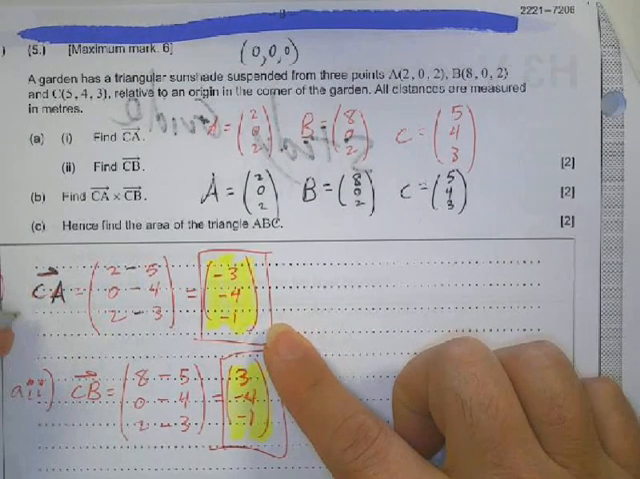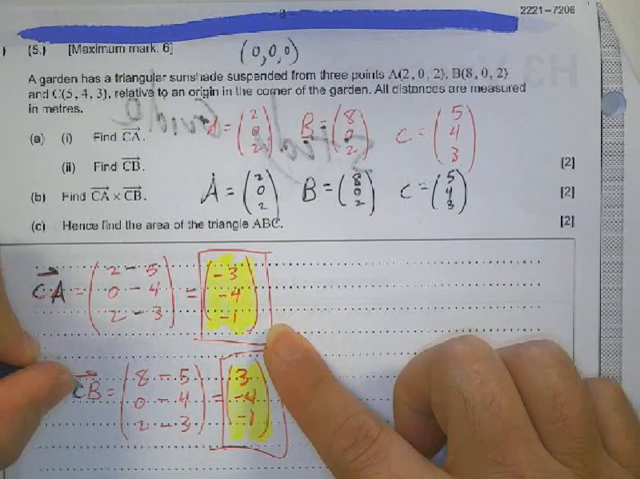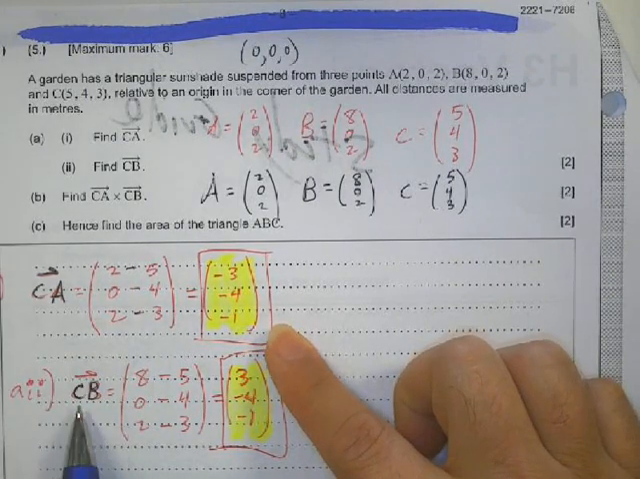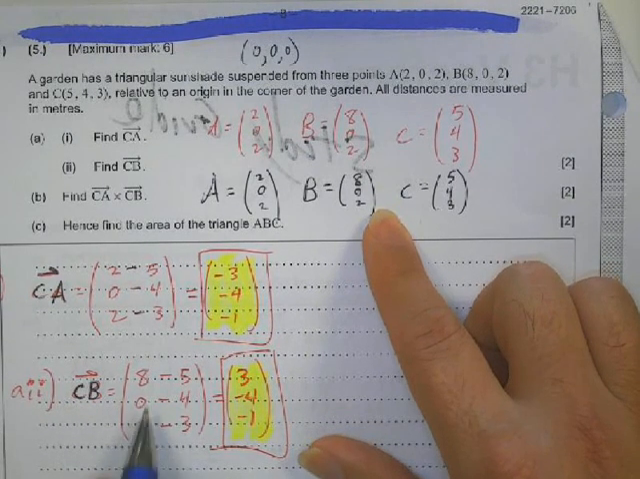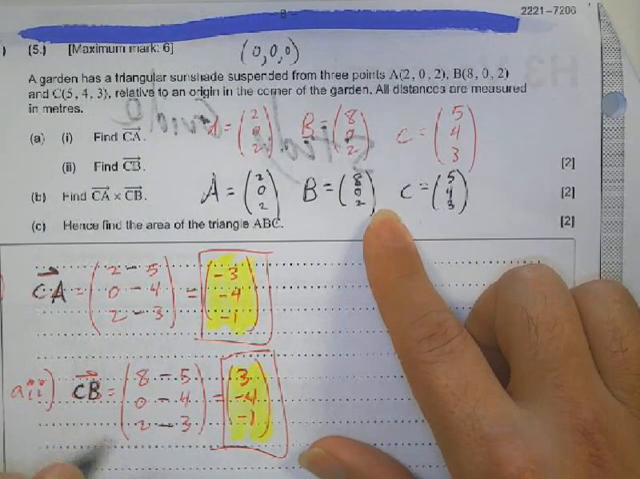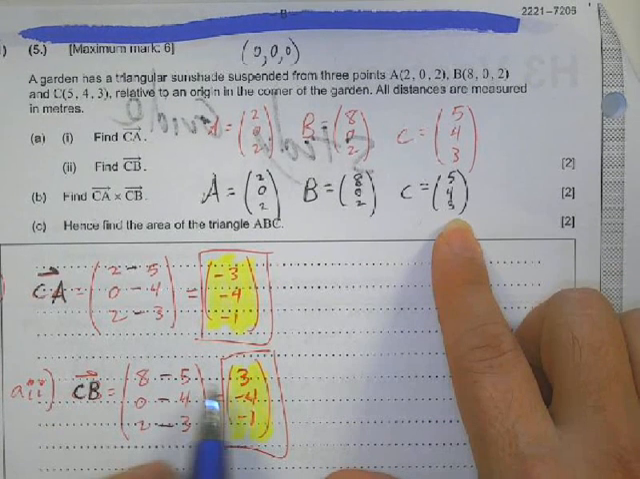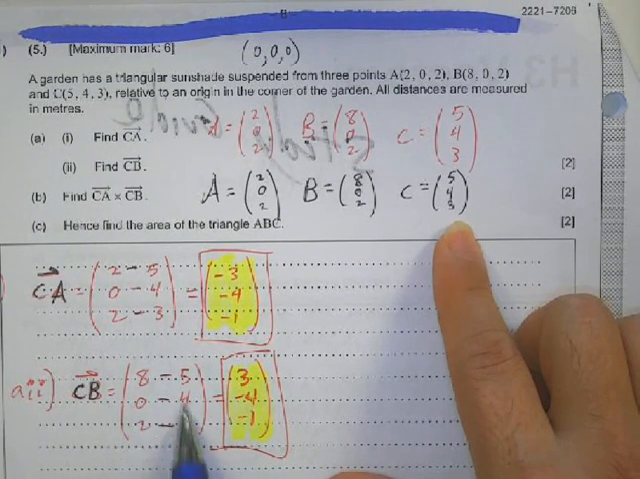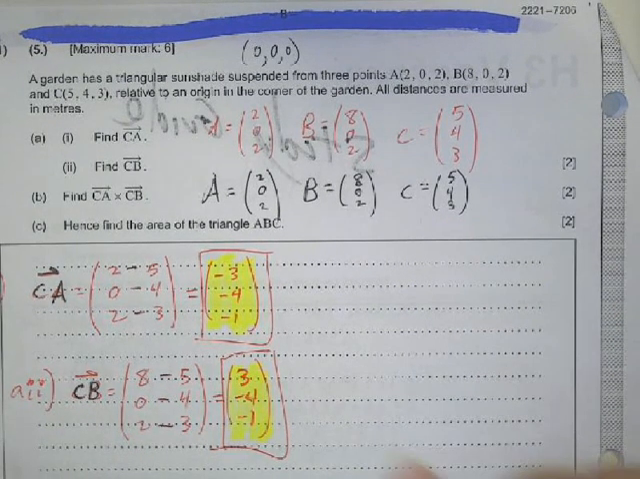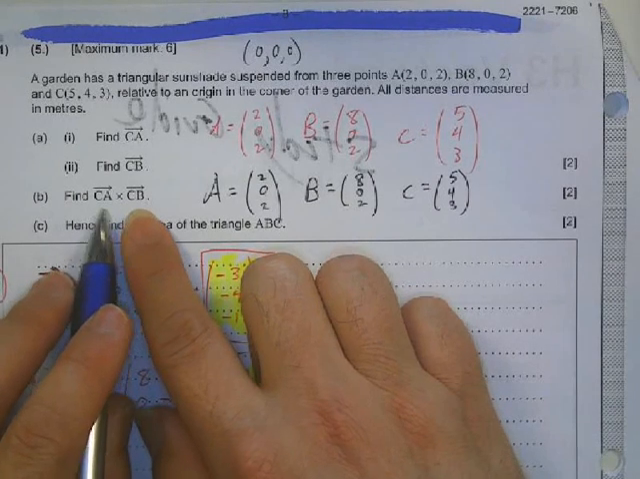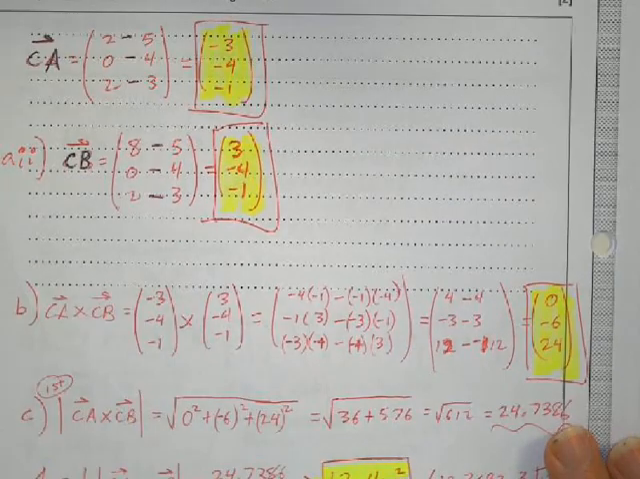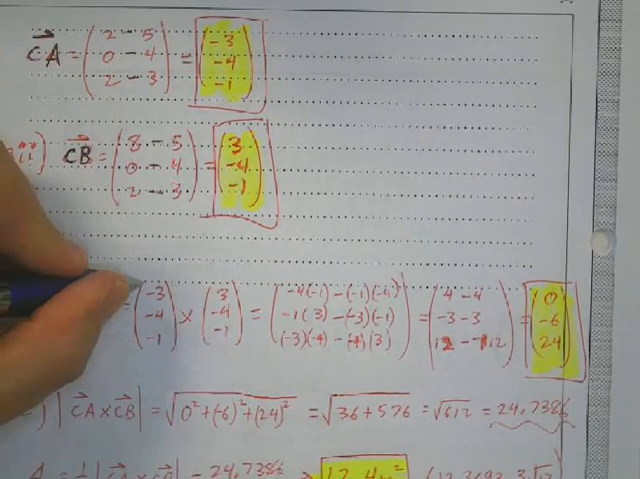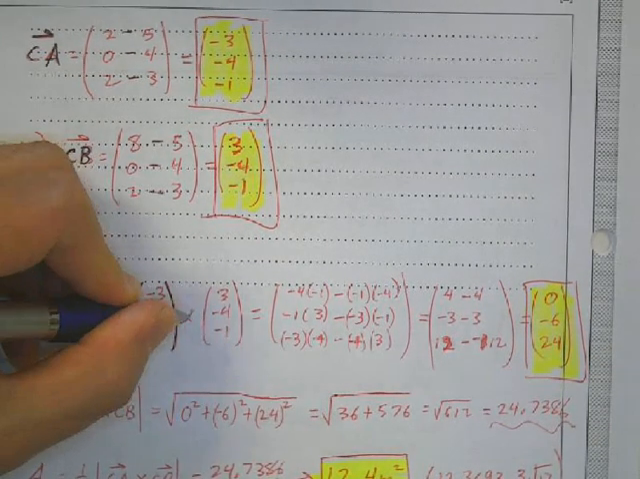Now, to find vector CB, I start off with vector B, (8, 0, 2), and then minus the values for C, (5, 4, 3), and I get this. Okay, now find the cross product of CA times CB. So this is super important. I'm sure there's going to be something like this on the IB test.